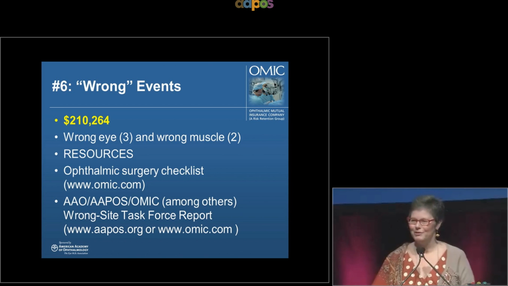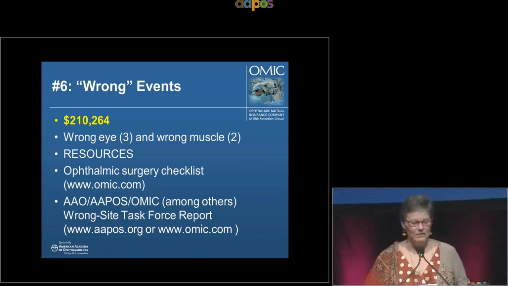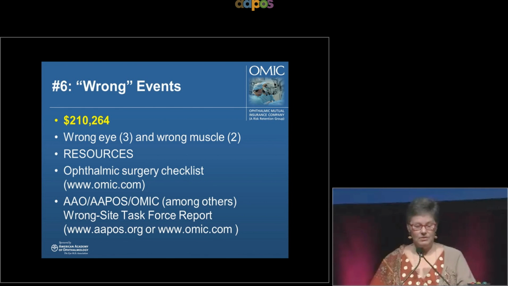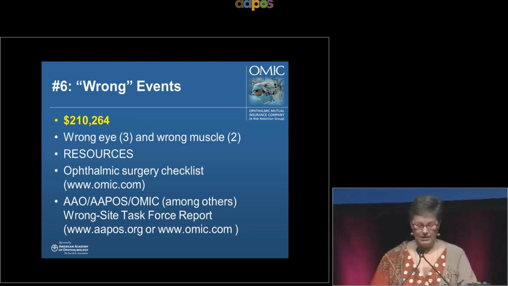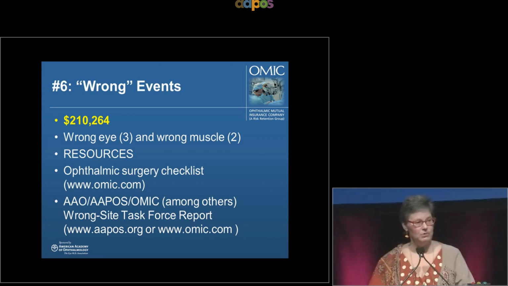One of those, number four: wrong events, the total we paid on this, $210,000. We had 3 wrong eye and 2 wrong muscle, which I imagine is a little easier to do. The ophthalmic surgery checklist, which is on our website among other websites, has a really good protocol for this. There's also the task force that the Academy, AAPOS, and OMIC were members of, and their task force report is on your website as well as ours.